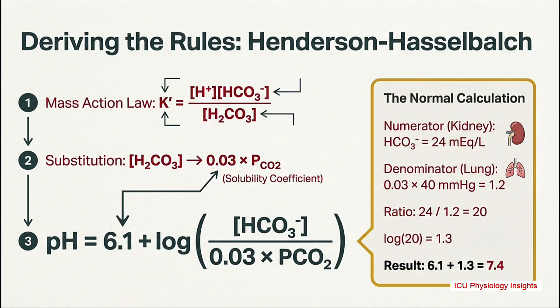Now, watch how beautifully this works. If we just plug in the normal physiological values, a pK of 6.1, a bicarb of 24, and a pCO2 of 40, we can calculate the ratio of bicarbonate to dissolved CO2. It comes out to 24 over 1.2, which is a perfect 20. The log of 20 is 1.3. You add that to our pK of 6.1, and what do you get? A pH of 7.4. It works perfectly every time.